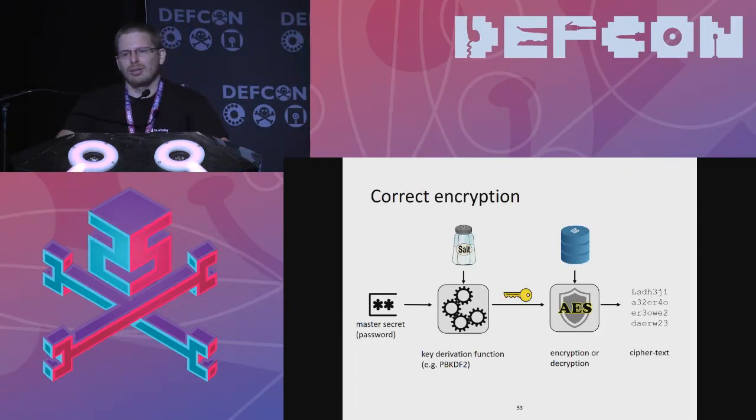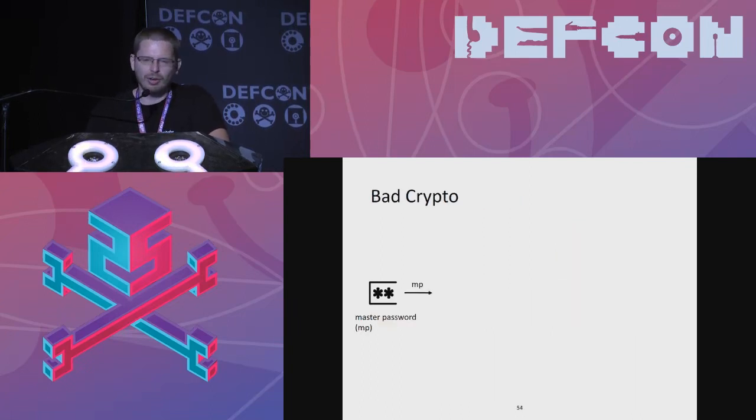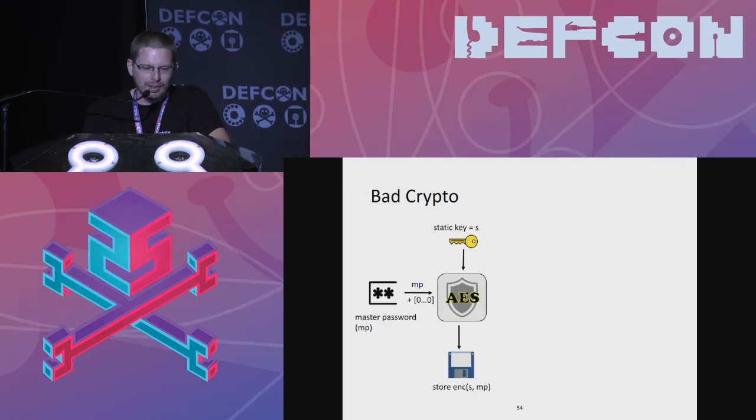So this is, let's say, a scheme of how correct or good crypto should be done. So what did we find as bad crypto? Again, we have our master password, which everybody knows from a password manager application. You have to enter it at the beginning. In the first step, if the password is too short, they start to enlarge it by just padding zeros. There is no key stretching, nothing.